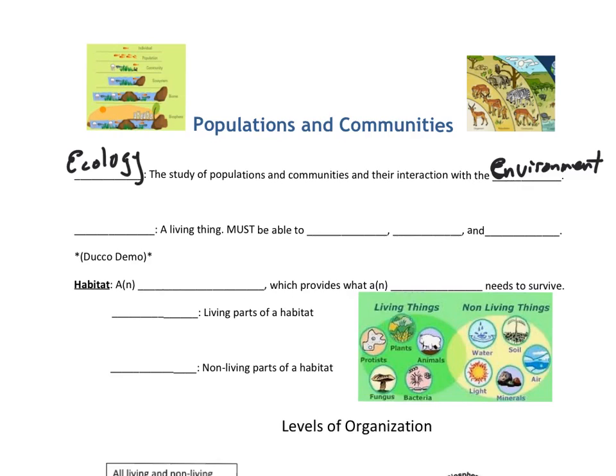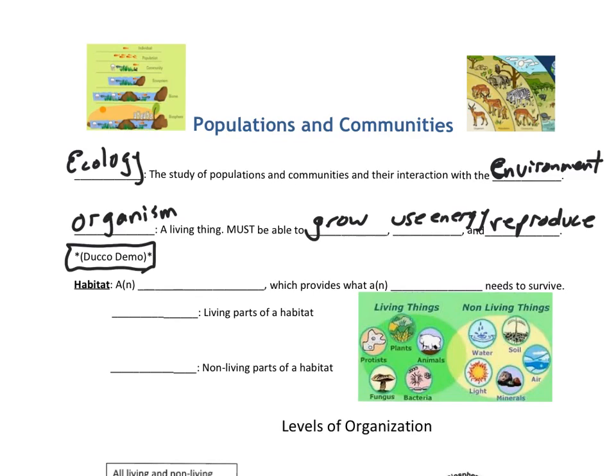First of all, we have to talk about what a living thing is. We call any living thing an organism, and that goes for plants and animals and bacteria and fungi. But all of these things must be able to do three key functions in order to be considered alive. In order for it to be considered an organism, it must be able to grow, it must be able to use energy, and it must be able to make more of itself, or reproduce.